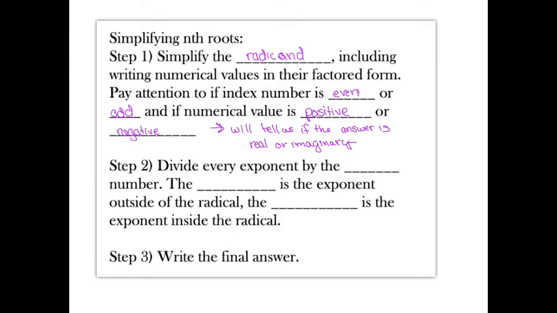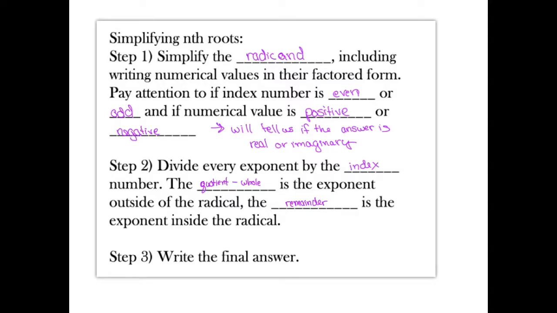Okay, so now step 2 is divide every exponent by the index number. The quotient, in terms of the whole number, is the exponent outside of the radical, and the remainder is the exponent inside of the radical.